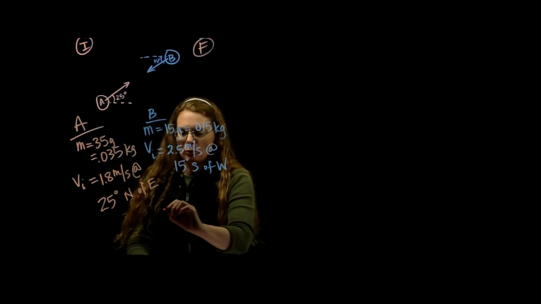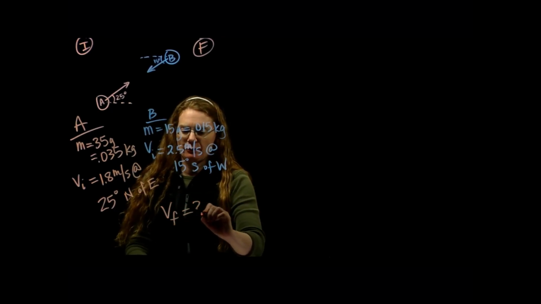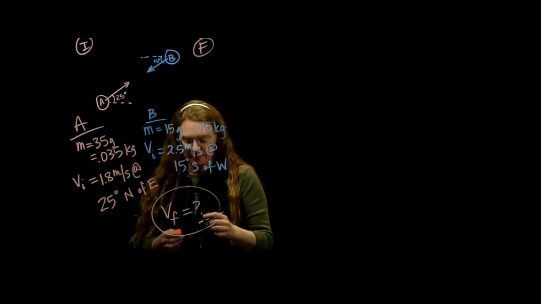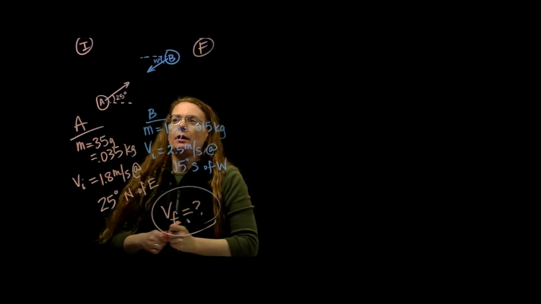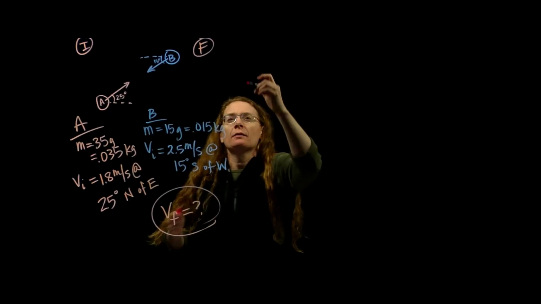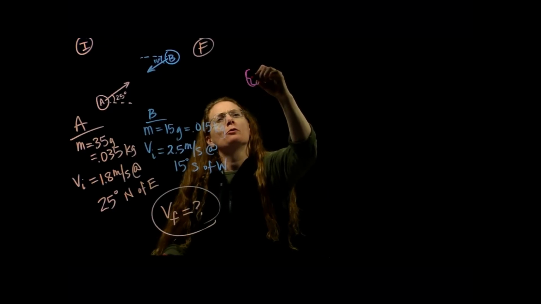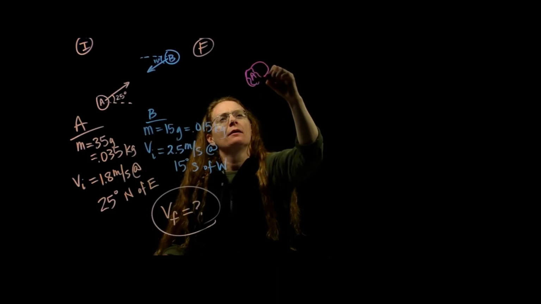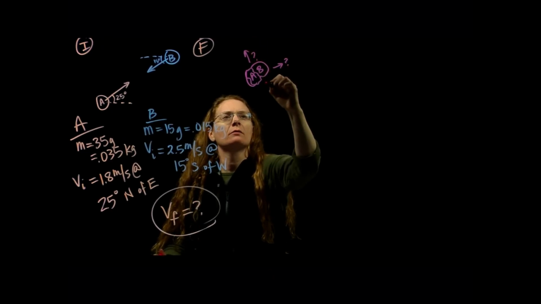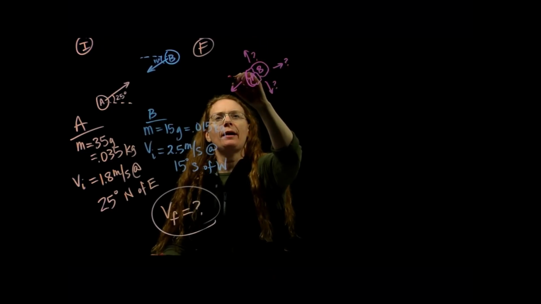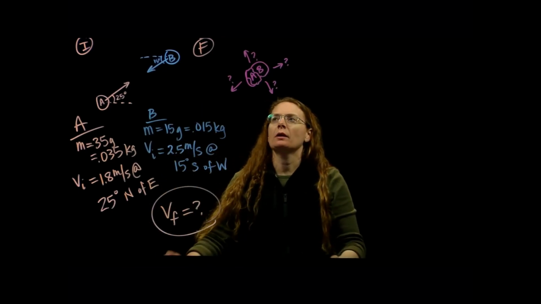We want to know what is V final for the combined glob. So these two are going to smash together, and then they're going to stick together. So let's call this A and this B, and we want to know, where's this thing going? What direction is it moving? How fast? So that's what we're going to do.